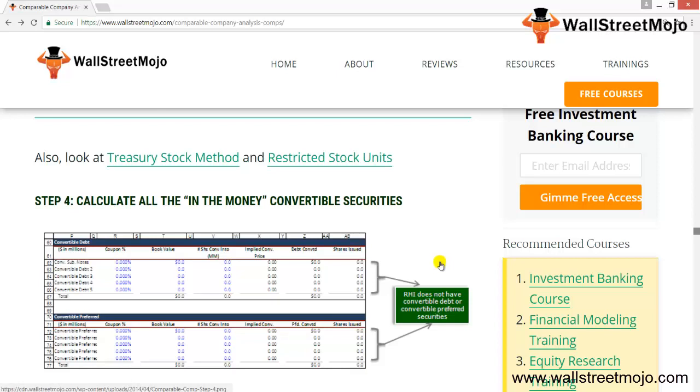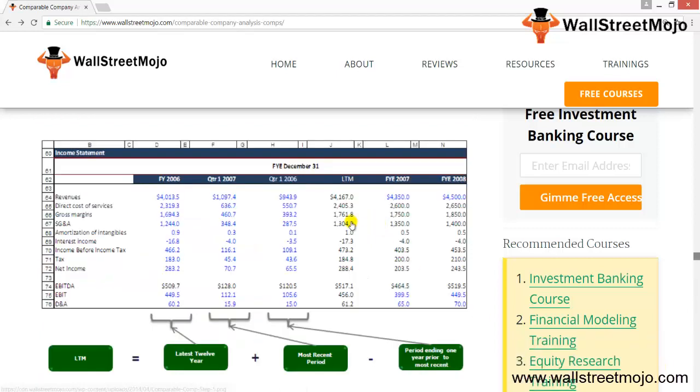Now the most important, that is step 5, calculate the LTM number, that is, ex non-recurring items. Now if you're wondering what is a non-recurring item, then you need to understand all those items which are not going to repeat in the near future, or which are not going to occur in the near future. This is our step 5 income statement, how we are going to calculate the LTM, the latest 12 months data. This is the most recent period data, less the period ending 1 year prior to the most recent.